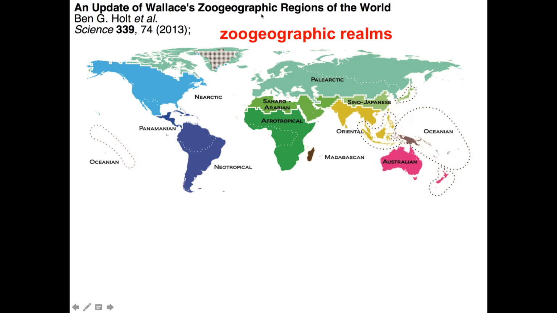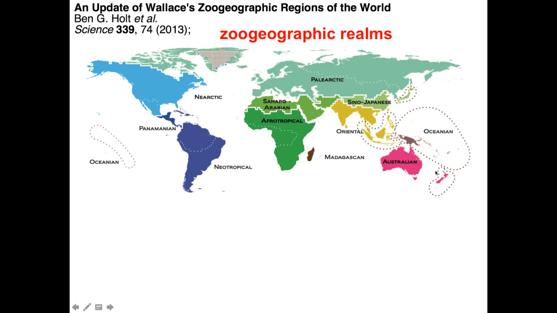And there was a paper out recently, an update of Wallace's zoogeographic regions of the world, and they reanalyzed, integrated all the data they could find on current global distributions of species and also the phylogenetic relationships among those species. And they used the distributions and the phylogenies to derive 11 zoogeographic realms, and they are shown on this map here.